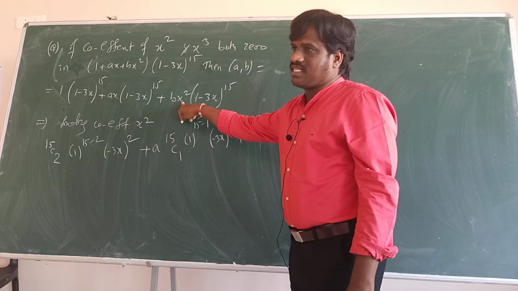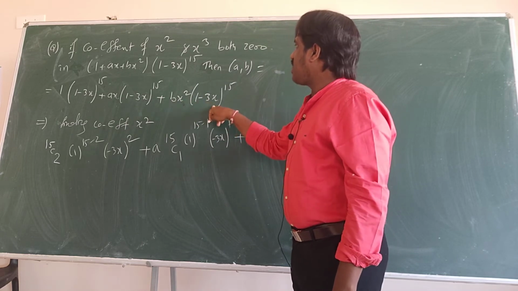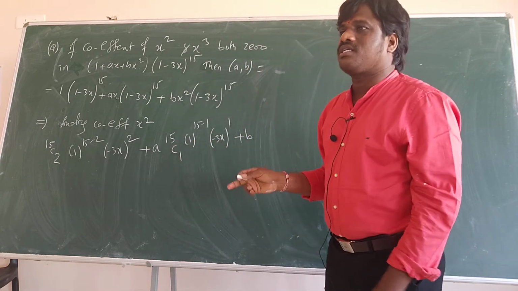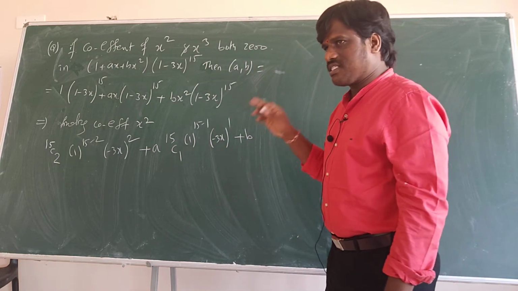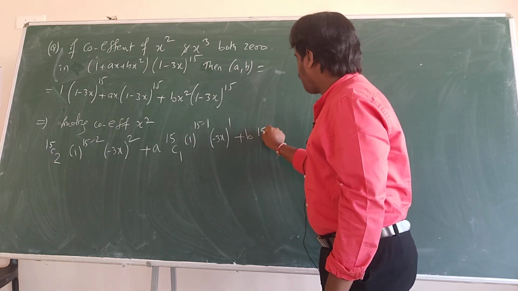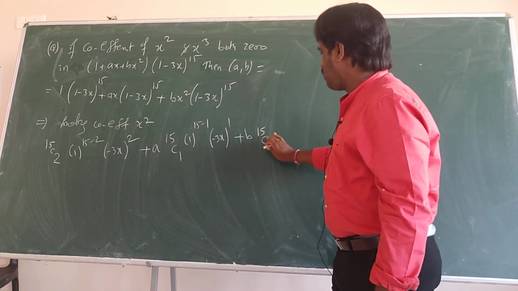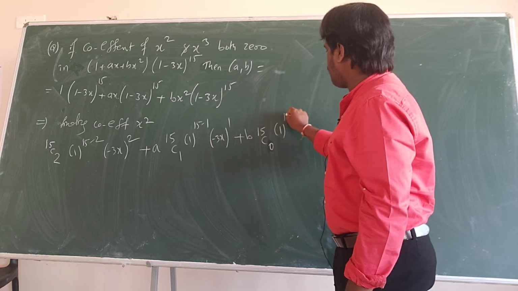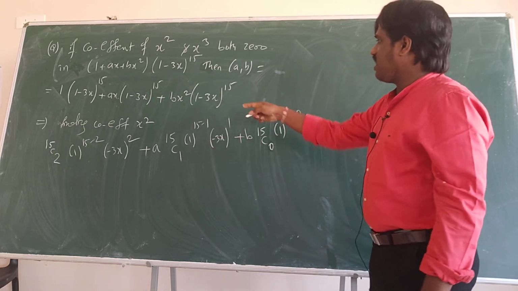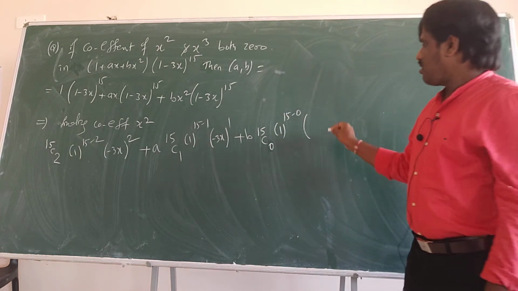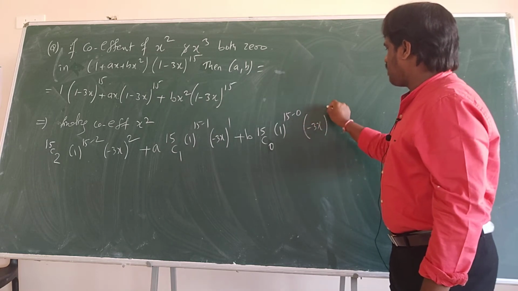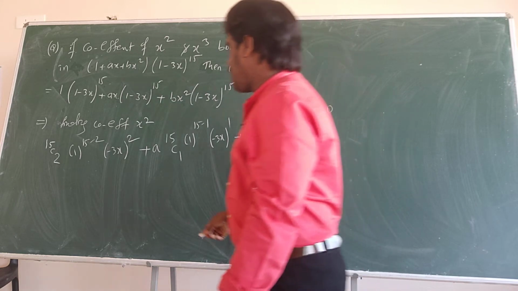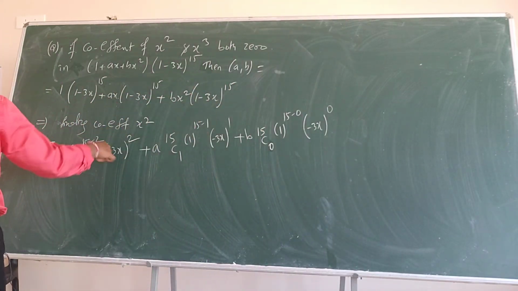I have x square outside, but inside what do I require? We are talking about x square, so inside will be 0, the first term. So I write 15C0, 1 power 15 minus 0, and here I will get minus 3x power 0. Is it clear?